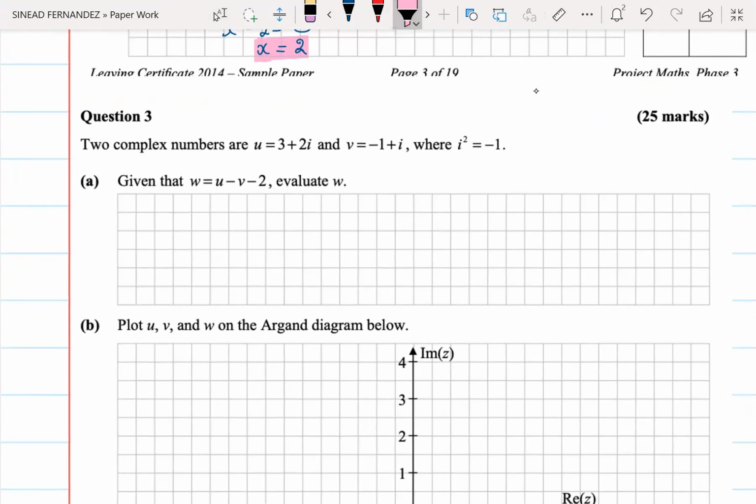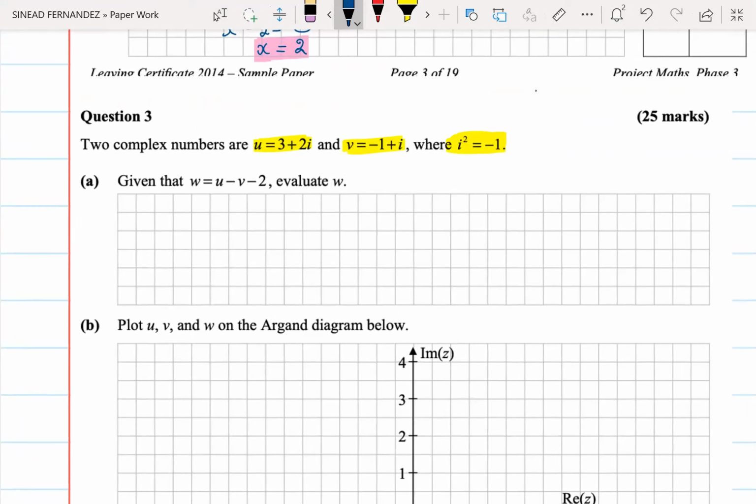We're given pieces of information here. We're told that u is just some complex number. v is another complex number. And then they say, remember, i squared is equal to -1. That's just a rule in complex numbers. But u and v are the two complex numbers there.